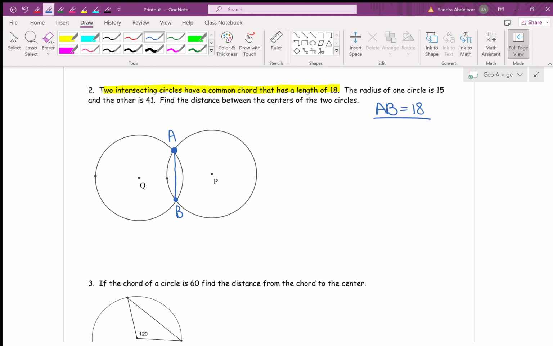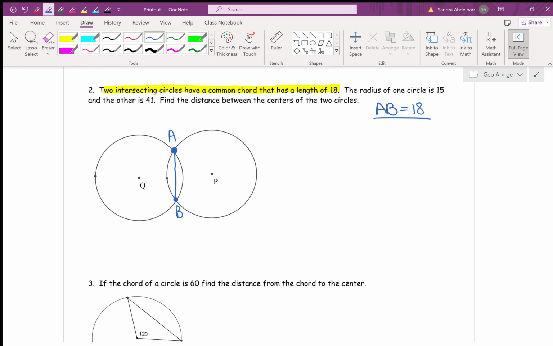I'm not going to label my diagram now with it because I don't want to clutter my diagram. But I'm going to need that later on, so that's why I left it. All right, so it says the radius of one circle is 15 and the other is 41. It doesn't matter which circle you make have a radius of 15 and which one you make have a radius of 41. So I'm going to go to circle Q because it looks a little bit smaller, and I'm going to say that has a radius of 15.